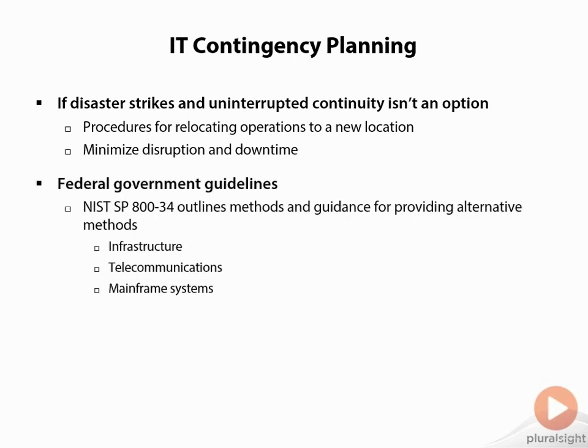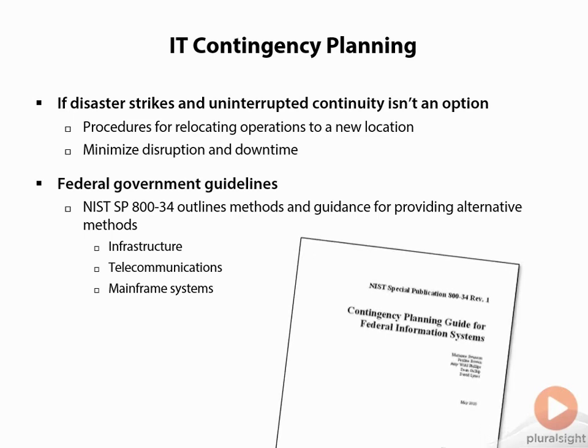But just for your own information, the federal government has some guidelines, as they do. We've mentioned it before. NIST, there's a special publication, SP 800-34, and that outlines the methods and gives guidance for providing alternative methods for infrastructure, for telecommunications, and for mainframe systems. So I definitely recommend that you review this publication. It's great information. It kind of covers all the main areas that you need to be concerned with, and it gives you some guidance from high level all the way down to some granular step-by-step instructions on how to protect these things and how to set up your own policies and procedures within your company.